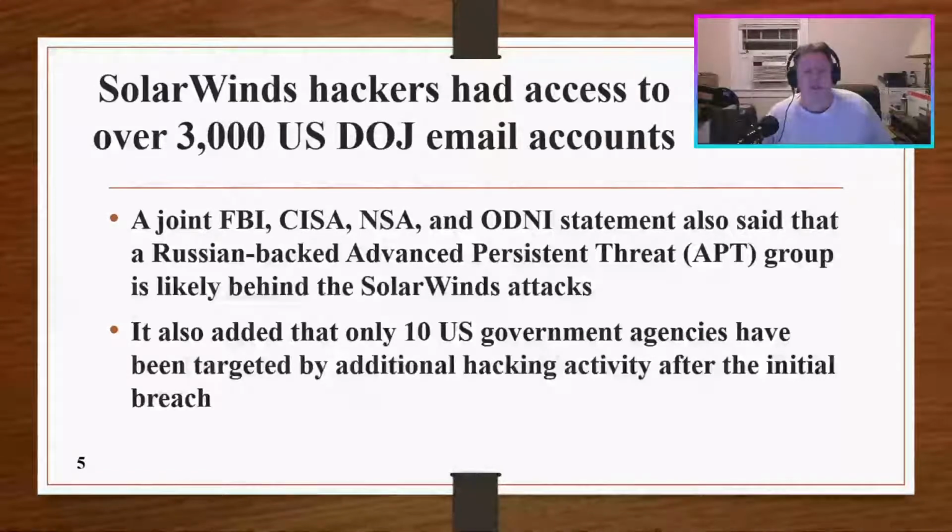A joint FBI, CISA, NSA, and ODNI statement also said that a Russian backed Advanced Persistent Threat group is likely behind the SolarWinds attacks. It also added that only 10 U.S. government agencies have been targeted by additional hacking activity after the initial breach.